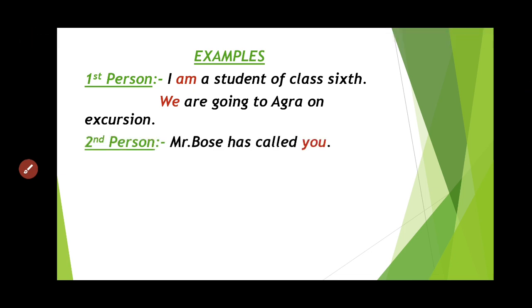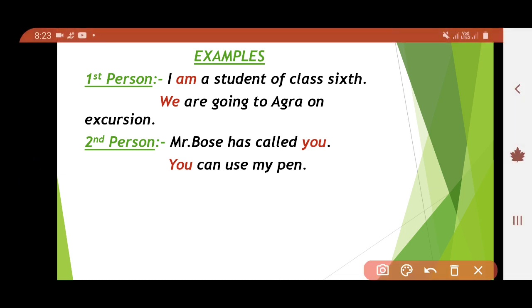Now let's look at the second person example. Mr. Bose has called you. I have already told you that when we are talking or writing about the listener, you have to always write what? You. So the second person, or the listener, we have to write you. What is the example here? Mr. Bose has called you. You can use my pen.